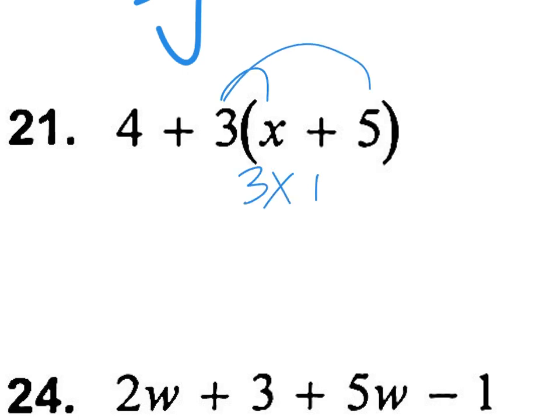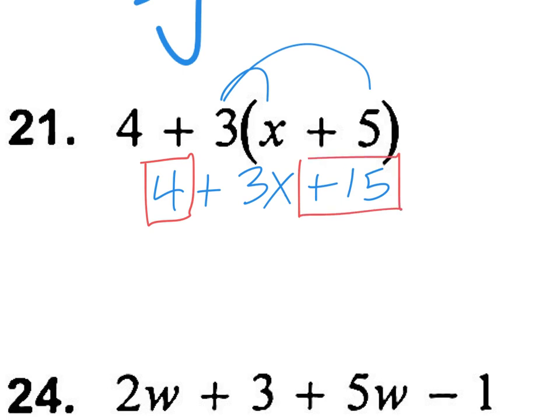3 times 5 is 15. And then we have that 4 on the outside being added to it. Now, do we have anything that is in the same family? That 4 and that 15 are in the same family. And then we have this 3x that's by itself.